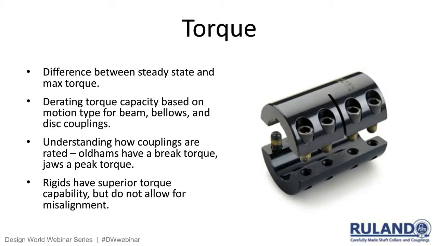And again, it's important to note when you're choosing the coupling type that you look: is this a static torque and I have to derate from there? Or is it a rated torque where I can use this number, reversing or not? So let's move on.